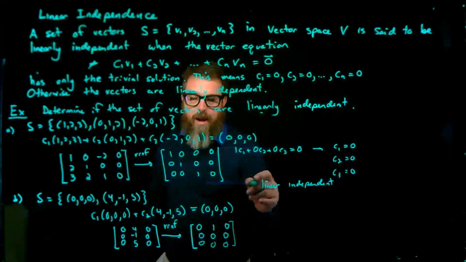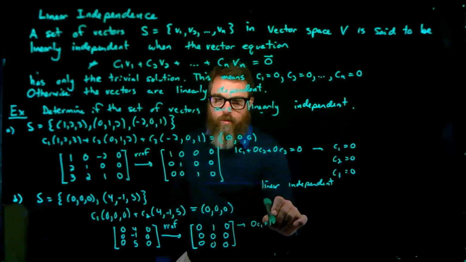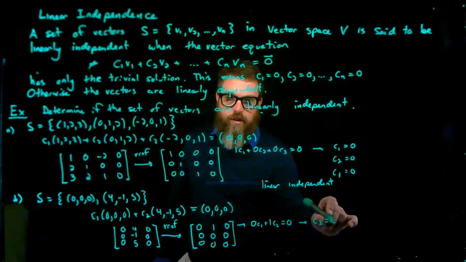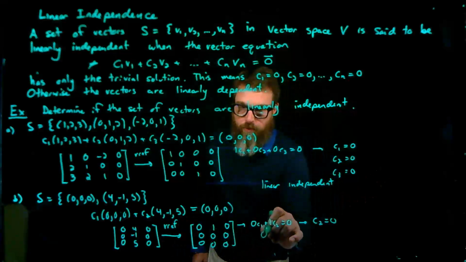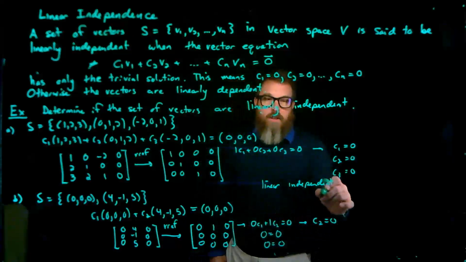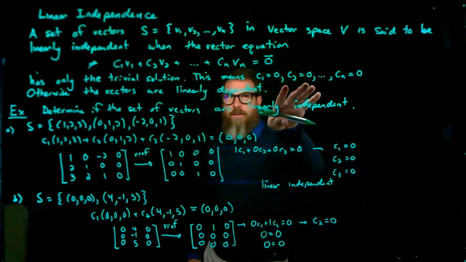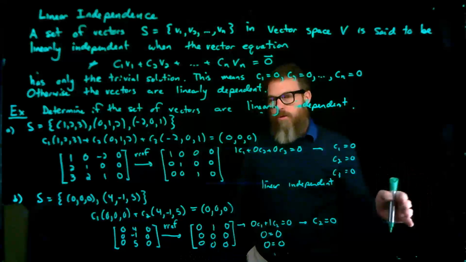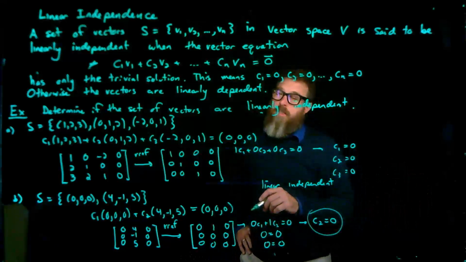Now what this top line says is 0C1 plus 1C2 is equal to 0, which really just says that C2 is equal to 0. And the other lines say that 0 is equal to 0. So there's no information from these, all you get is true statements. So, well, what does that say? Remember, for this thing to be linearly independent, all your scalar coefficients have to be equal to 0, but it only guarantees that C2 has to be equal to 0.